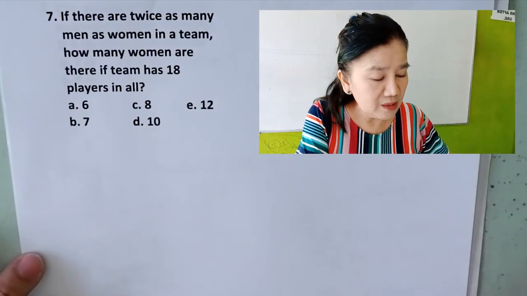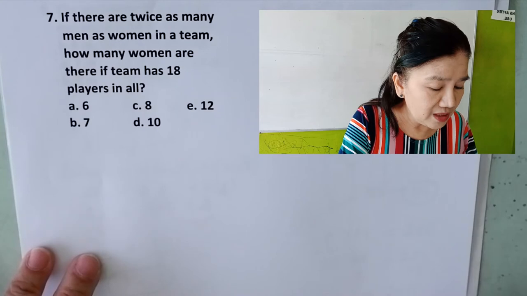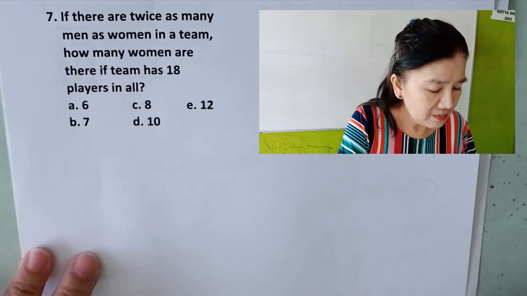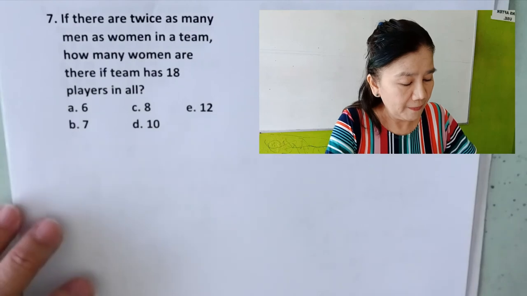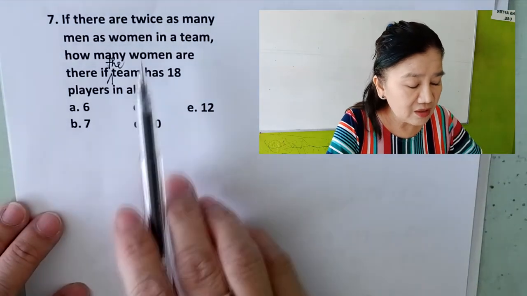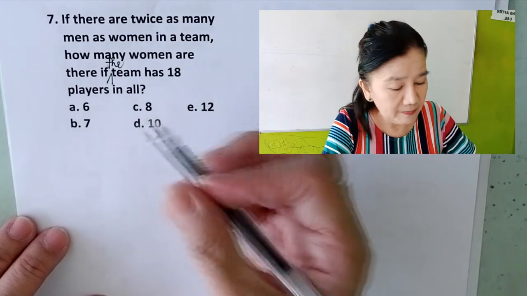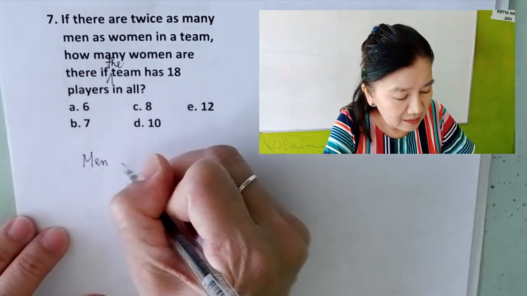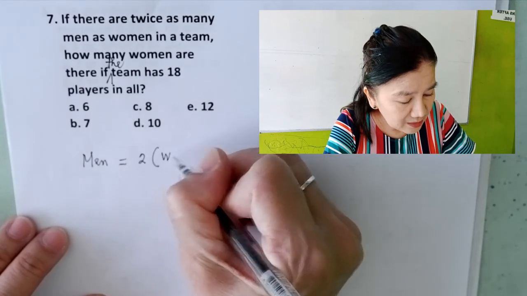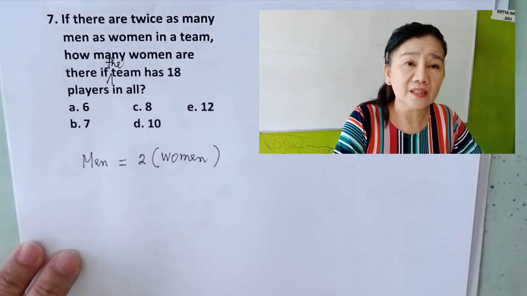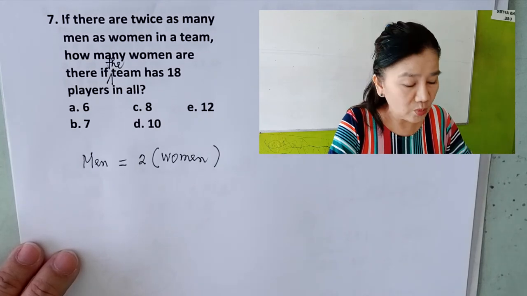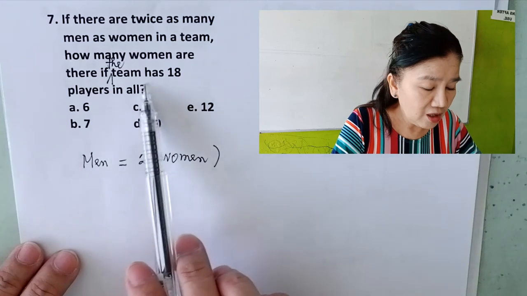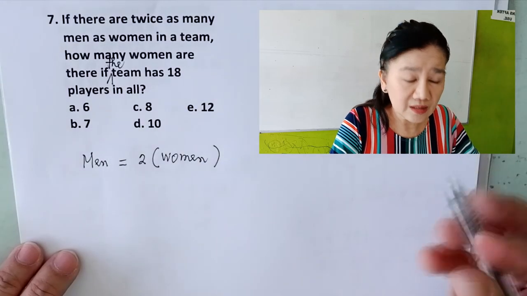If there are twice as many men as women in a team, how many women are there if the team has 18 players in all? Okay, sorry for that. When you say there are twice as many men as women, this would mean that the number of men is equal to 2 times the number of women. Let's repeat. There are twice as many men as women. So the number of men is twice the women. Now, there are how many in the team? 18 players.